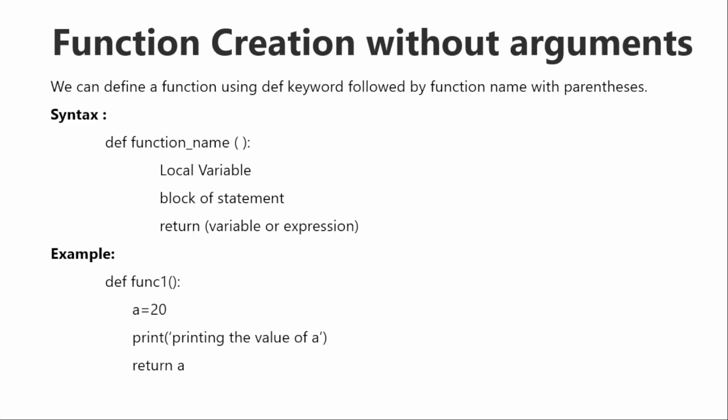def func1 is the function name, open brackets, describes it's a function, then the local variable a is equal to 20 and printing the value of a, return a. So this is the function creation without arguments.